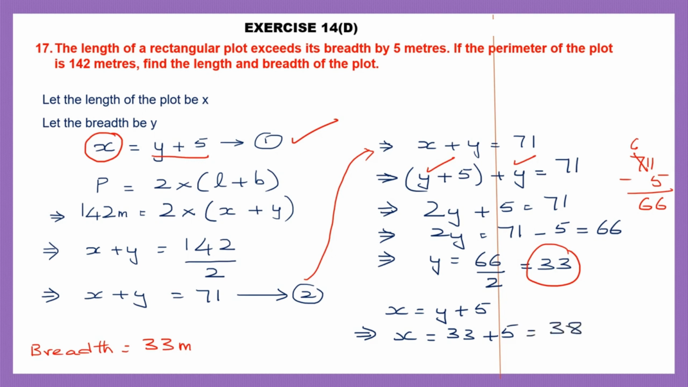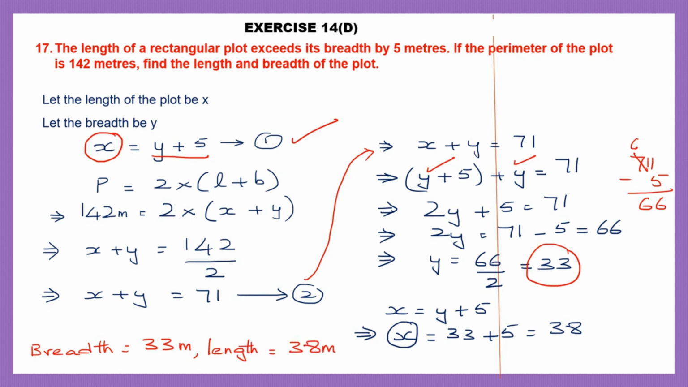And what is x? We found the value of x now. We said in the beginning, x is the length of the plot. So we found the length of the plot also. The length of the plot is 38 meters. So let's write that down. The length is equal to 38 meters.